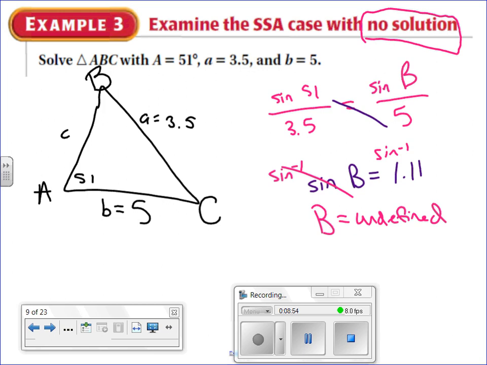And what that means, I know you guys are in geometry, what that means is it would be impossible to construct a triangle with these dimensions. If you want this to be 51 degrees, this to be 5, and this to be 3.5, your sides just won't touch one another. Okay? Make sense? All right, I'll hit pause.